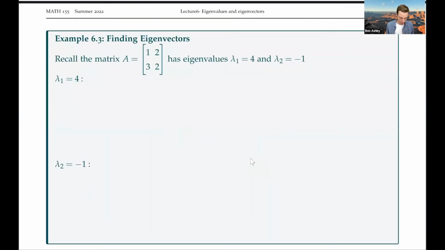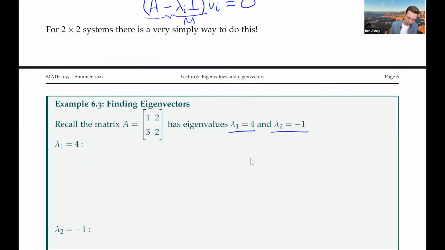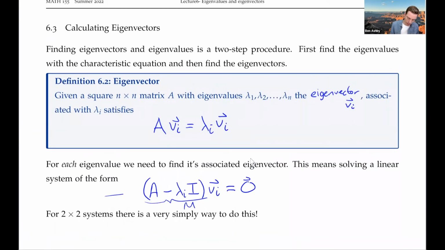Again, let's carry on working through this example where we had A equal to [1, 2; 3, 2]. We've already worked out that our eigenvalues are 4 and minus 1. So what we need to do now is take each of these one at a time and work out what our linear system of equations is, and then work out what our eigenvectors are from that. Okay, so for the first one, if we've got lambda 1 equal to 4, we need to work out our eigenvectors using this equation here.